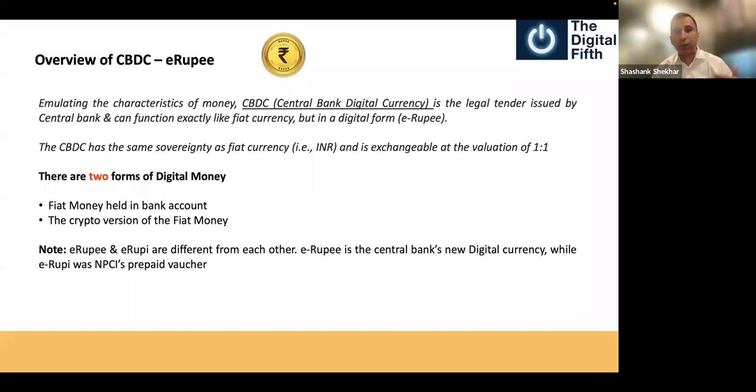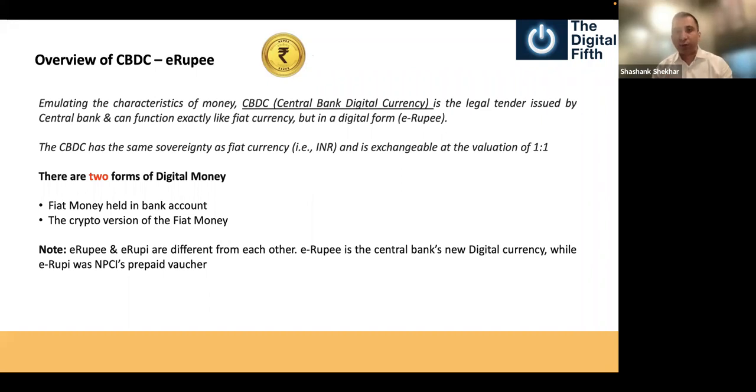Some of the critical points have already been laid out. One is that it is going to be named the E-Rupee. There is a difference between the E-Rupee, spelled with a double E, and the E-Rupee RUPI, which is an NPCI product, a prepaid voucher. That session is not here, but that is the differentiation between the two.